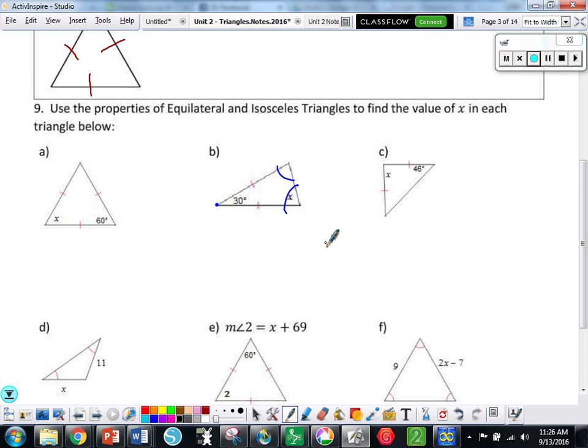Well, if this is x, how would I label this one? X as well. Now, do we have enough information to solve for x? Yeah, I've got two x's plus my other angle. And if I add up all of the angles in a triangle, what does it equal? 180. So take that, solve for x. And again, your work doesn't have to be quite as detailed as mine, but it should be organized, and you should write something.